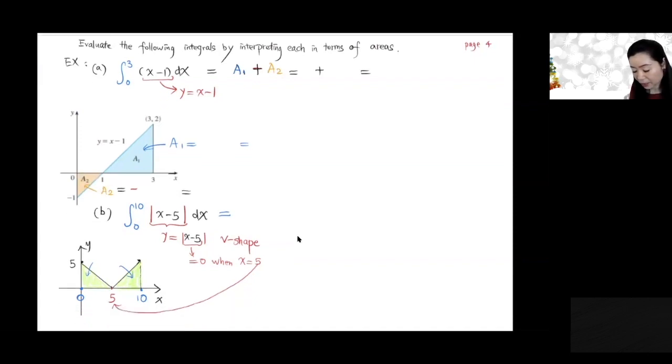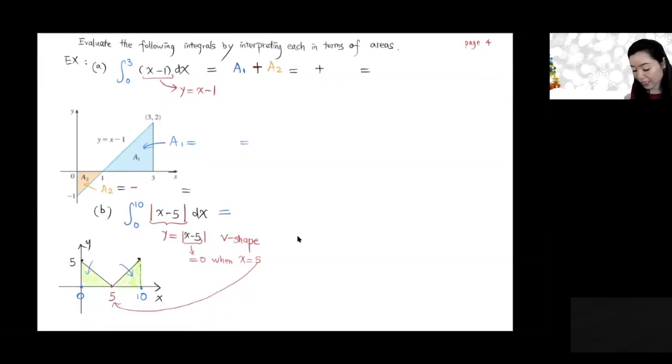So this integral, you can interpret as A1 plus A2, where A1 is the area here, and A2 is this, but it's still negative. So let's find A1 first. What does A1 equal to? It is a triangle. So the triangle area will be 1/2 base times height. So that will be what? 1/2 times, what's the base?